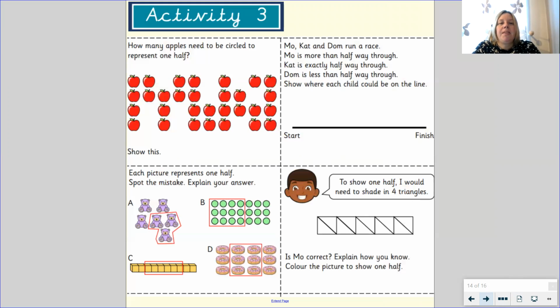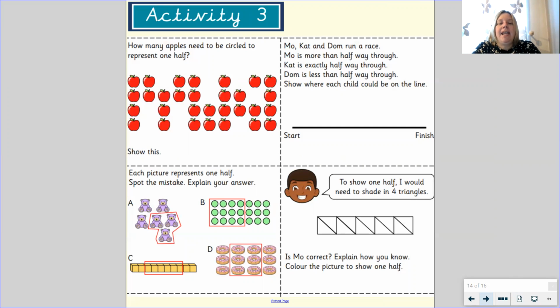Activity 3. How many apples need to be circled to represent one half? So you need to draw pictures to show me this. Mo, Kate and Dom run a race. Mo is more than halfway through the race. Kat is exactly halfway through. Dom is less than halfway through. Show where each child could be on the line. Each picture represents one half.